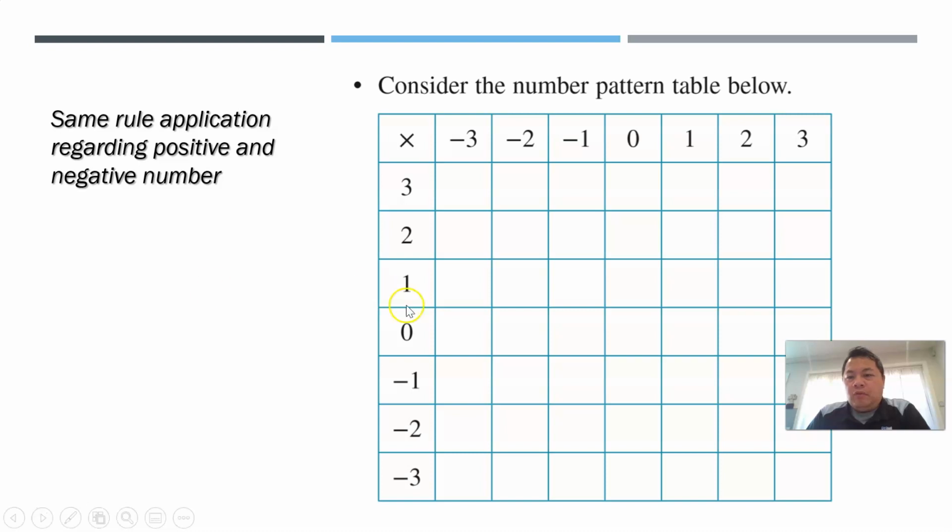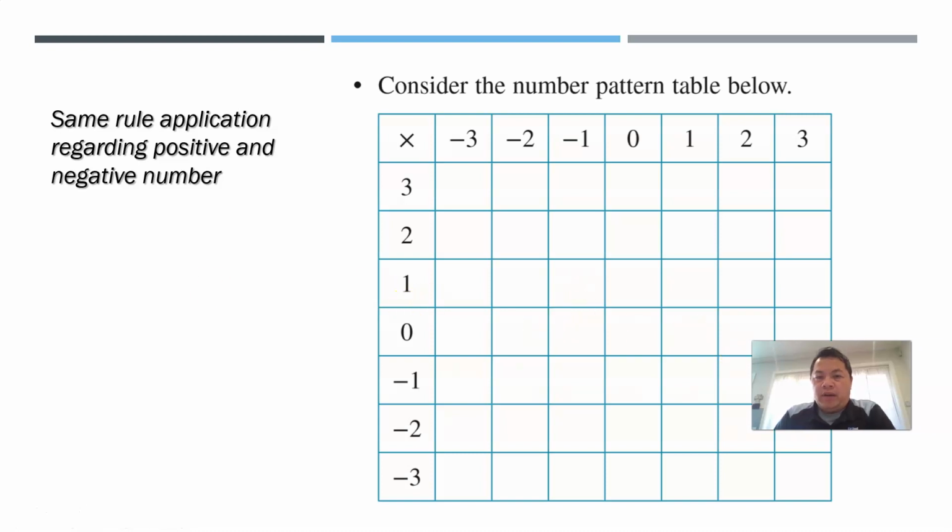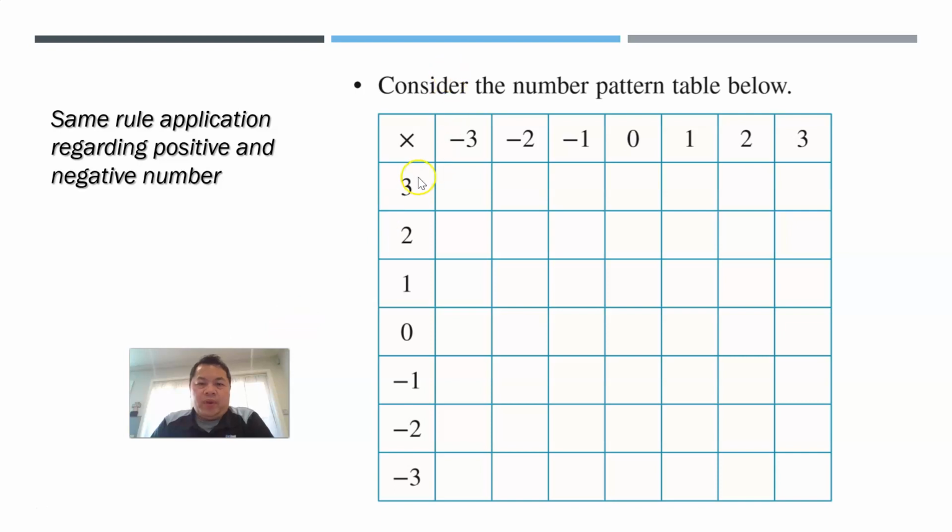Looking at this table, what will happen when we have, let's say, 3 times minus 3? 3 is a positive number multiplied with a negative number. Positive and negative will give you a negative answer, isn't it? That's how you get minus 9. Again, positive and negative give you a negative. Positive 3 times 0, of course, you get 0. And then positive times positive, something that we have been learning, you get a positive number.